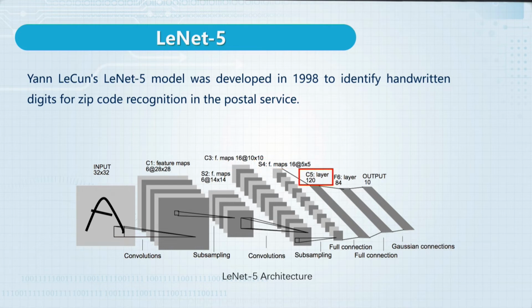The fifth layer, C5, is a fully connected convolution layer with 120 feature maps, each of size 1 times 1. Each of the 120 units in C5 is connected to all the 400 nodes in the fourth layer, S4. The sixth layer is a fully connected layer with 84 units. Finally, there is a fully connected softmax output layer with 10 possible values corresponding to the digits from 0 to 9.